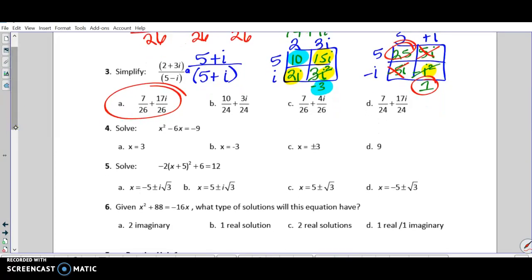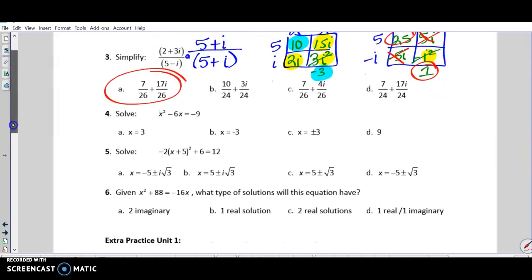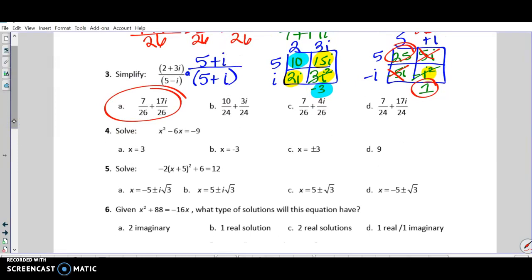Now, the last one, number 4, that I'm going to do, actually I'll do 4, 5, and 6 because I'm feeling generous. And then you guys got some extra practice in Unit 1 you can do. So this goes back to my factoring. Number 4, before I can factor, especially choosing the best method, we always want to check factoring first.